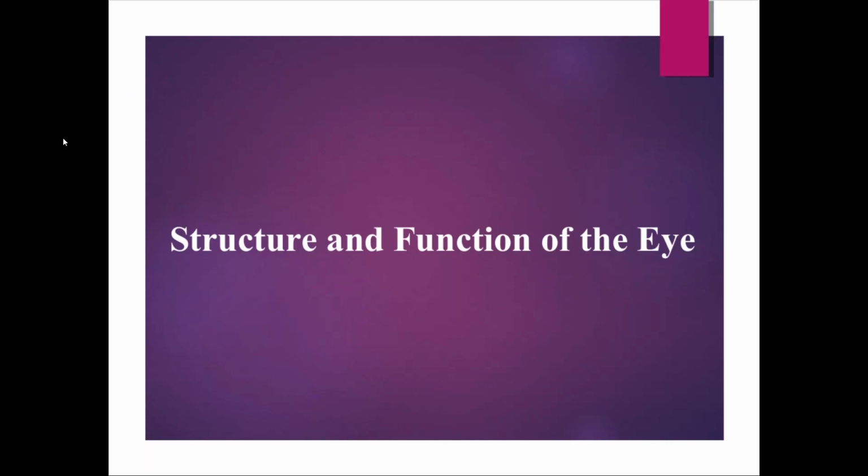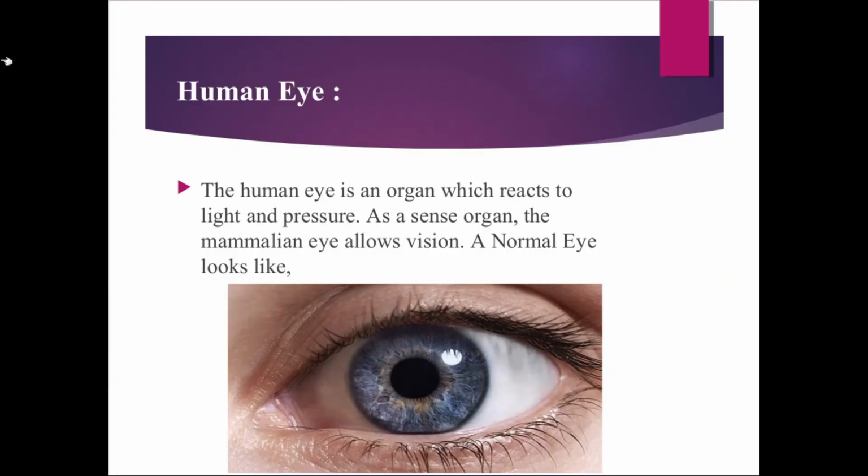Today I am going to talk about the structure and functions of the eye. The human eye is an organ which reacts to light and pressure. As a sense organ, the eye allows vision. A normal eye looks like this.